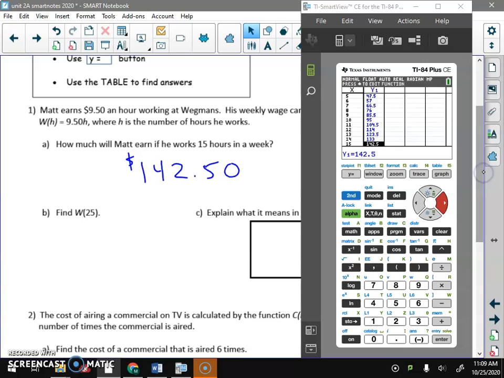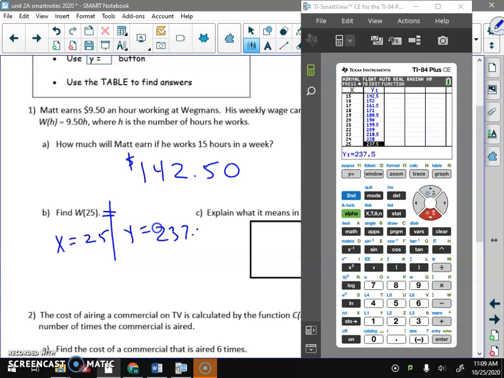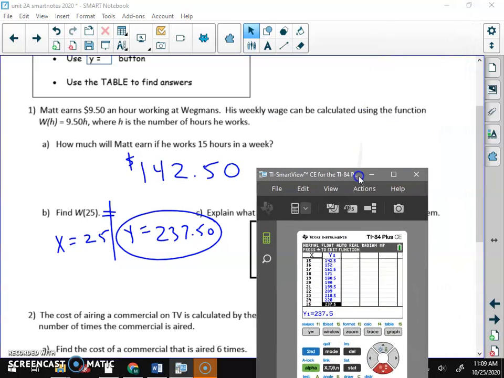But part B says, oh yeah, math talk. W of 25 equals, Great Wall, X equals 25. What does Y equal? I got to scroll down until I get to 25. $237.50. You could put the 0 in there again, money. And it says, explain what this means in context.